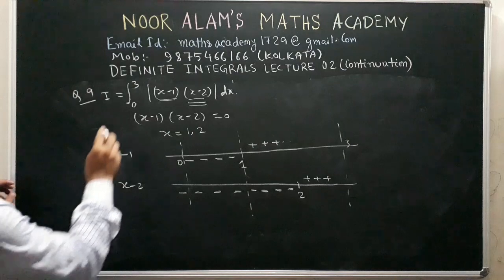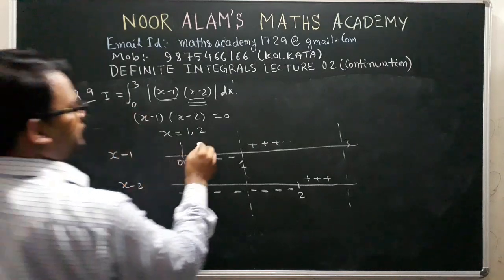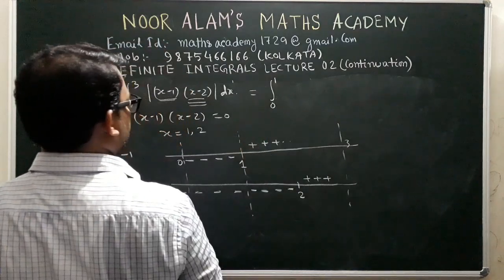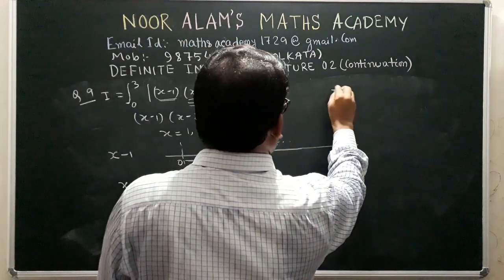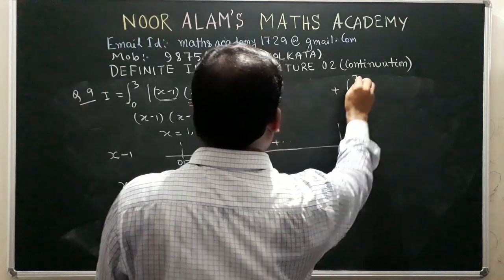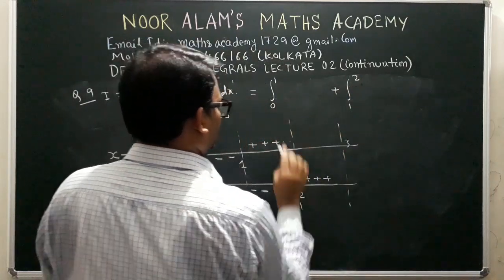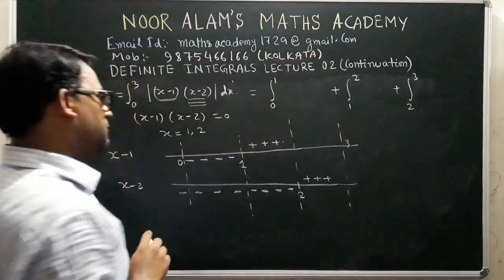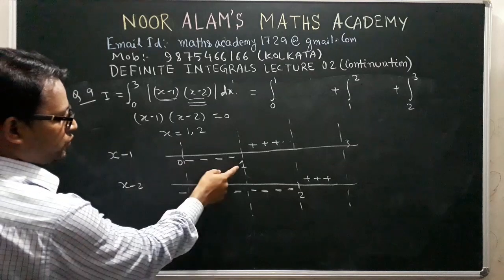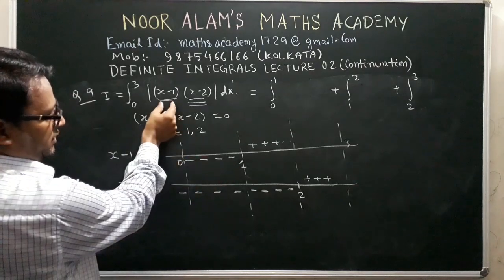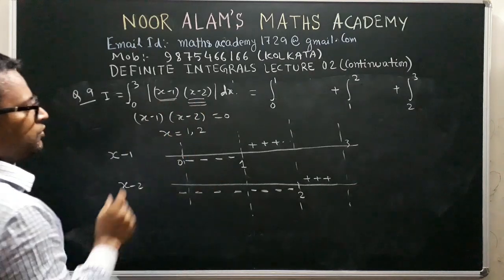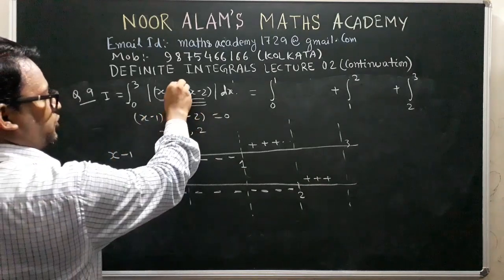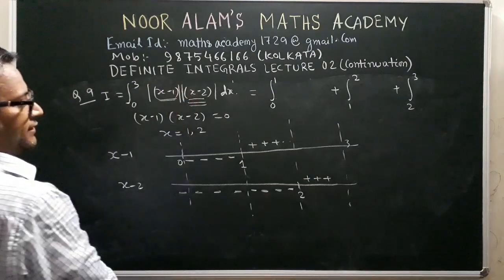So now we break the integral like this: from 0 to 1, because 1 is the critical point, then from 1 to 2, because 2 is another critical point, then from 2 to 3. Now, when we take the interval 0 to 1, we see that the first term is negative and the second term is also negative. So when we open the mod, you can consider it as a product of the two terms, no problem.